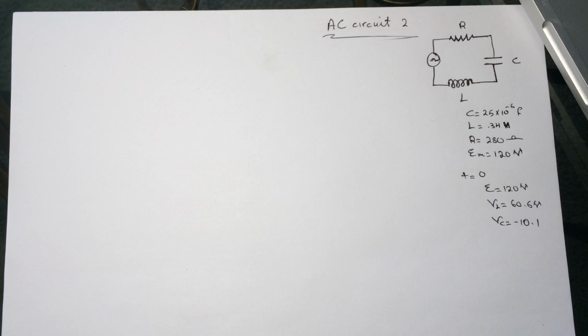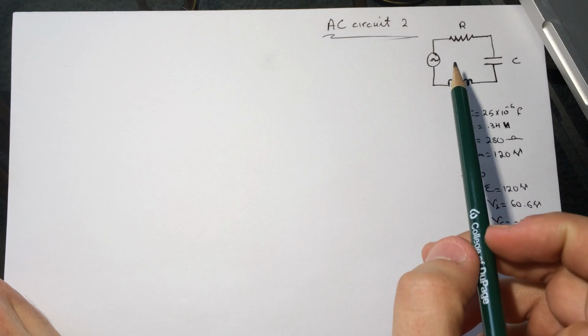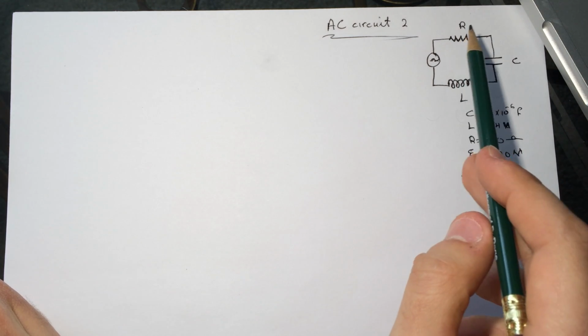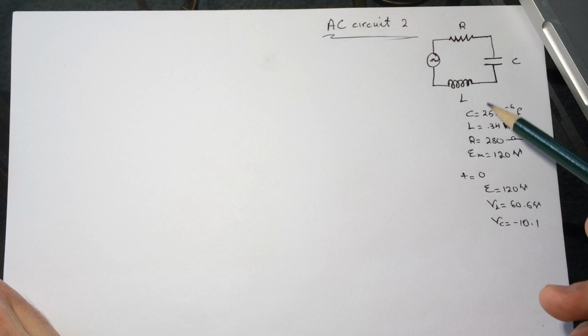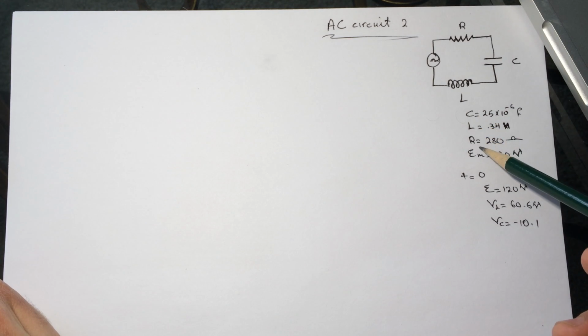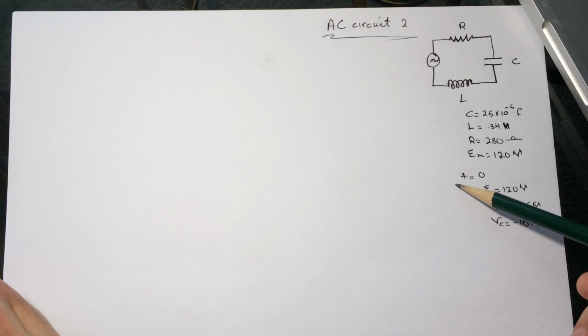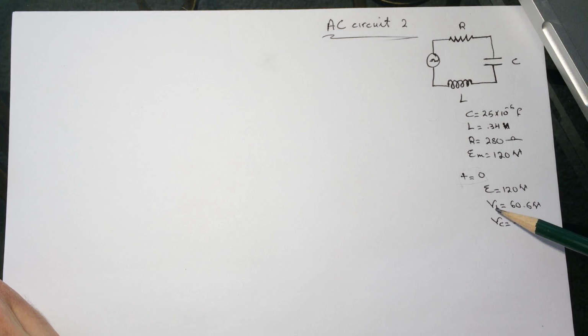Okay. So in this problem we have a circuit that has a generator, an inductor, capacitor, and resistor. They give us all this information: C, L, R, the maximum voltage across the generator. And then they gave us the initial condition at time equals 0, that the generator voltage will be max and the VL will be 60.6 volts and the voltage across the capacitor will be minus 10.1.